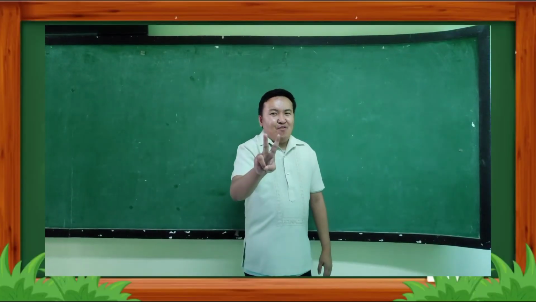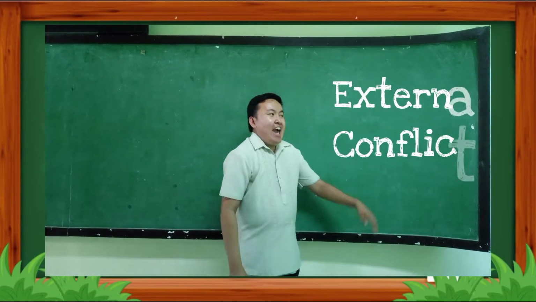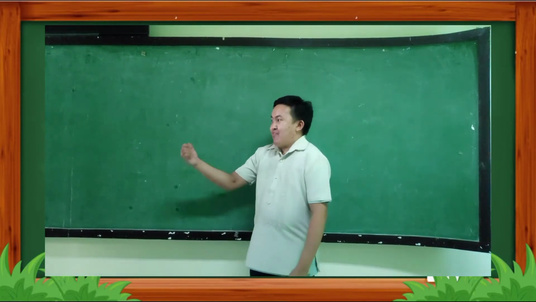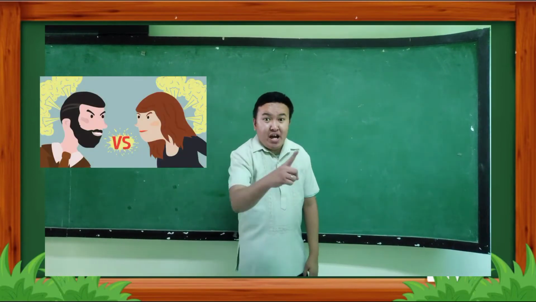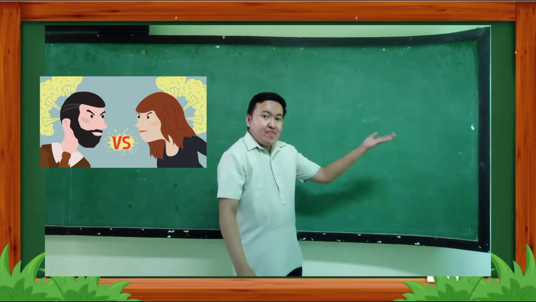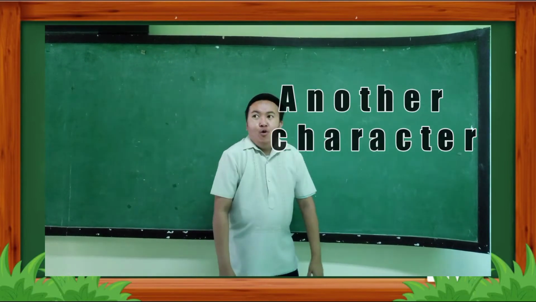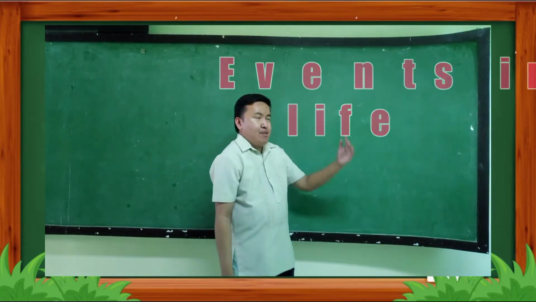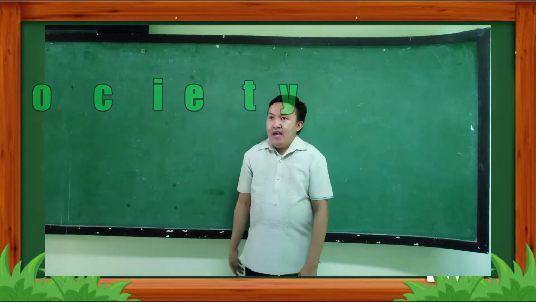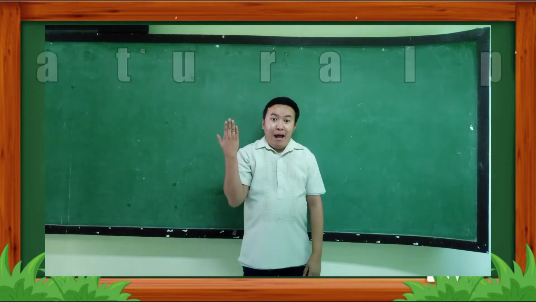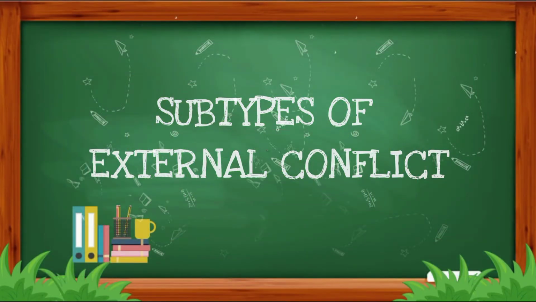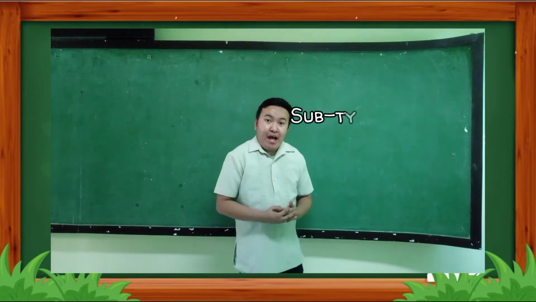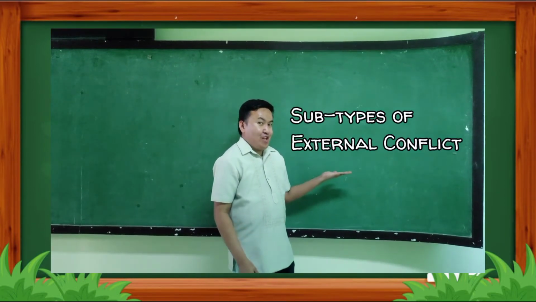The second type of conflict is what we call external conflict. External conflict means that the character is having a struggle or a problem with another character, with nature, with events in life, with society, and with supernatural powers. Under external conflict, we also have subtypes of external conflict.